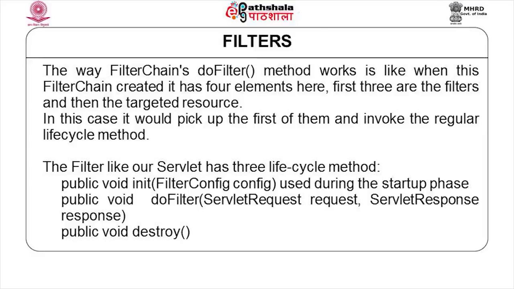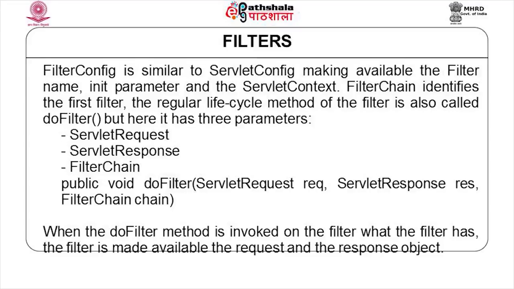So, how would the filter chain work? Initialization of those filters was already done. So, what it has done is identify the first filter. Now, what is the regular life cycle method of a filter? The regular life cycle method of a filter is also called the doFilter method. The method is doFilter, but here it has 3 parameters. The parameters are the servlet request, the servlet response, and a third parameter, which is nothing but a filter chain parameter.